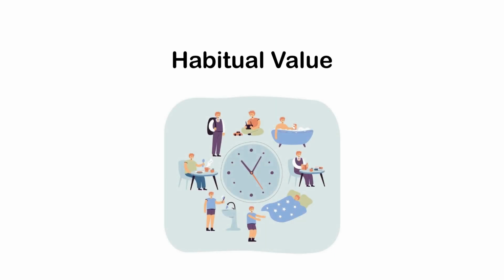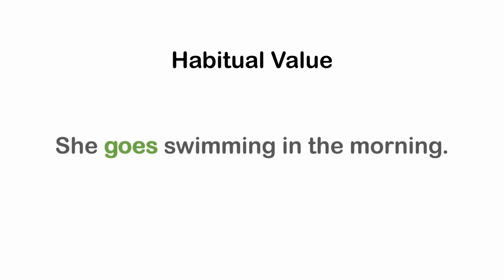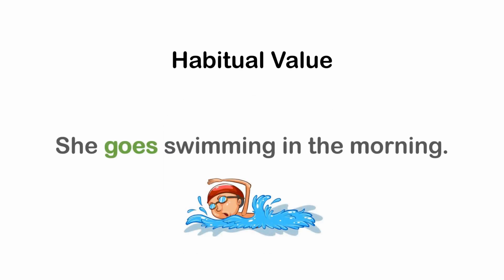Habitual value. This one requires a routine. It refers to an action that always takes place. For example, she goes swimming in the morning. We can clearly see that this is a routine. She goes swimming every day in the morning.